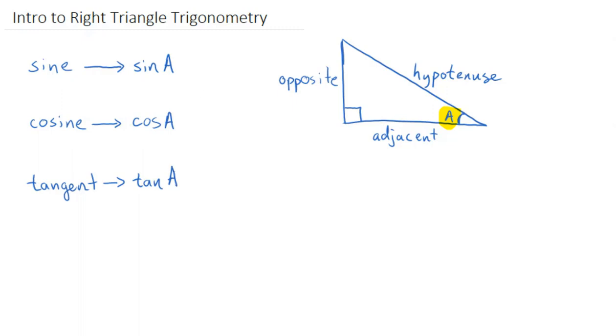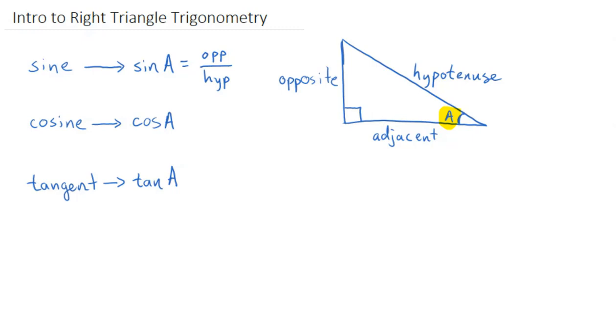Okay, so what the trig functions are is just a relationship of that angle. The sine of A is going to be a ratio of two sides of the triangle. Same thing with cosine and tangent. So sine is going to be the opposite, which I'm going to abbreviate as OPP, over the hypotenuse, which I'll abbreviate as HYP.